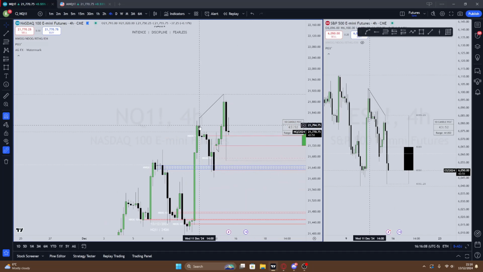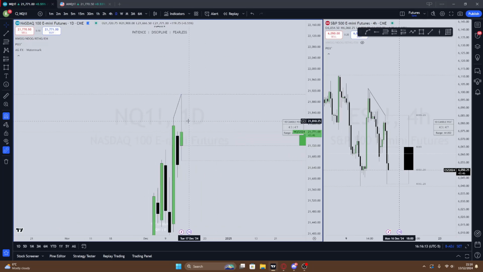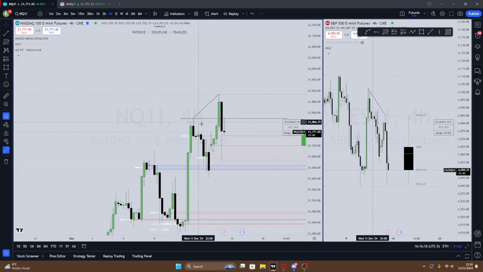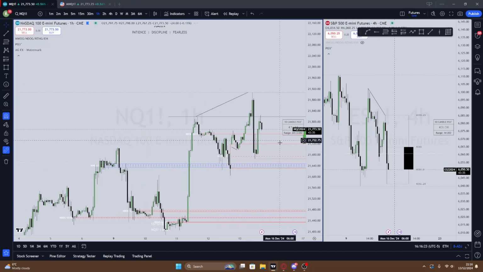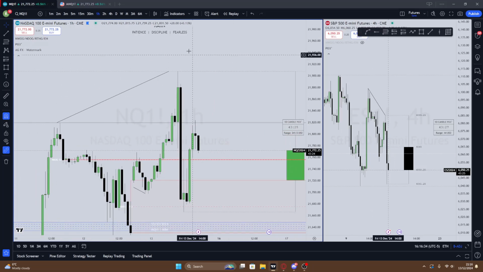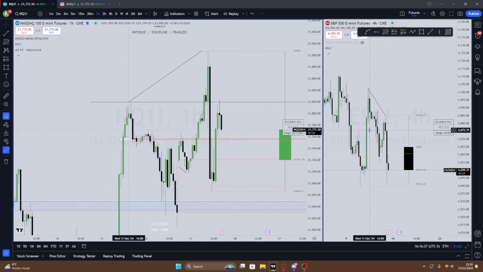Now yeah, so we have that SMT. We have taken out high of day, or not high of day, it's the all-time highs. We took out all-time highs in this 4 hour candle, and because of that, that was our sweep of liquidity, and then we came lower, which is the SMT confluence. Like, what did I just say? We went lower because of this SMT.